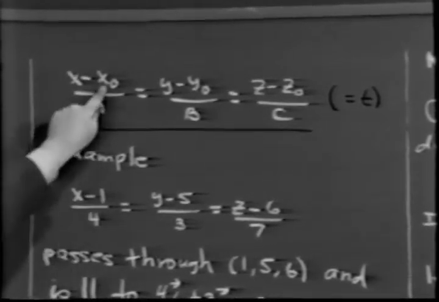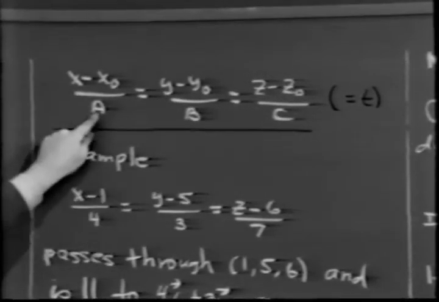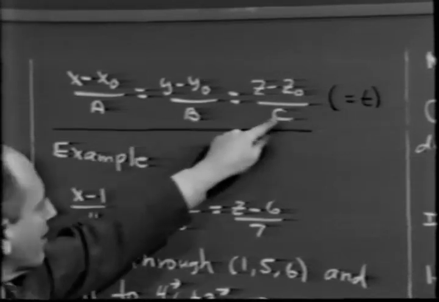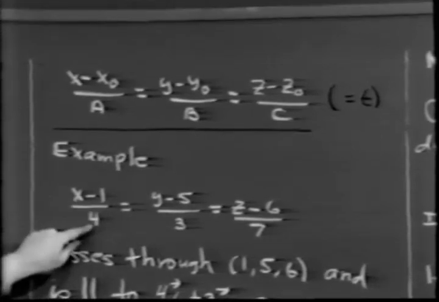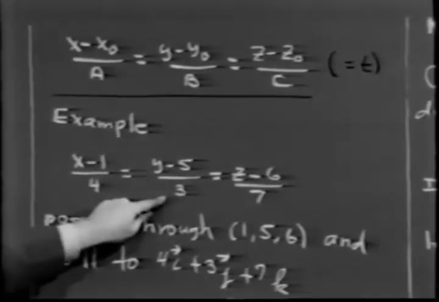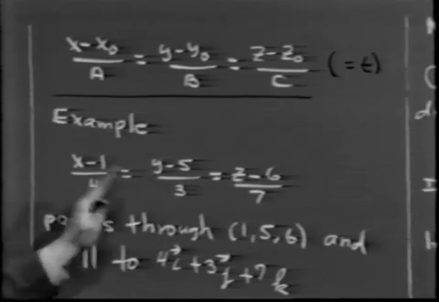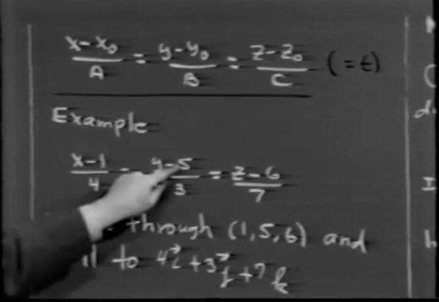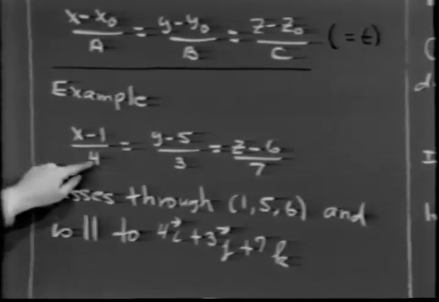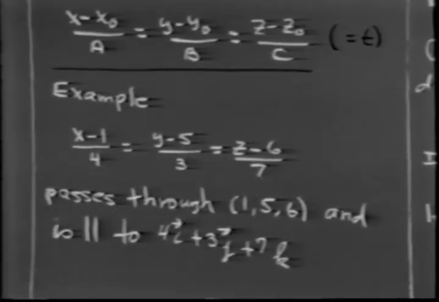What straight line is it? It's the line which passes through the point x0, y0, z0 and is parallel to the vector Ai plus Bj plus Ck. By means of an example, x minus 1 over 4 equals y minus 5 over 3 equals z minus 6 over 7 is the equation. It's one equation, really. It's the equation of a line which has what property? It passes through the point 1, 5, 6 and is parallel to the vector 4i plus 3j plus 7k.